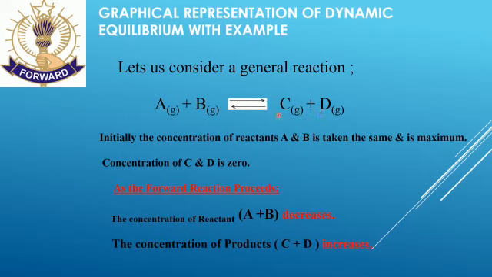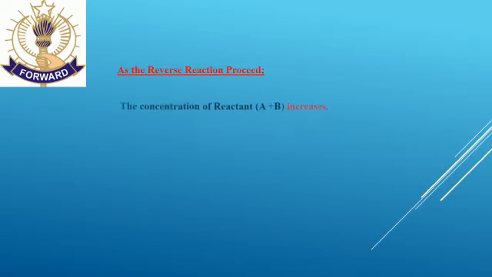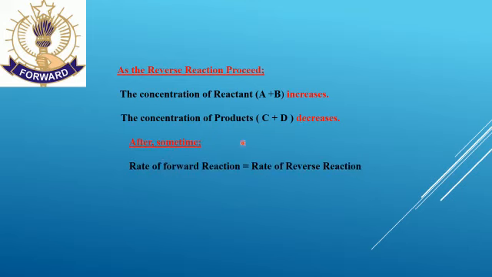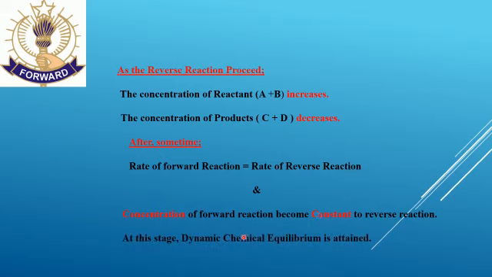But in case of reverse reaction, the concentration of C and D will start decreasing, while that of A and B will start increasing. But this condition applies only in the reverse direction, when the reaction moves in this direction. Here we can clearly see that in the reverse direction, the concentration of reactants A and B increases, while the concentration of the products, C and D, starts decreasing. After some time, a condition develops in which the rate of forward reaction becomes equal to the rate of reverse reaction, and the concentrations of both reactants and products become constant. Such a condition is called chemical equilibrium.